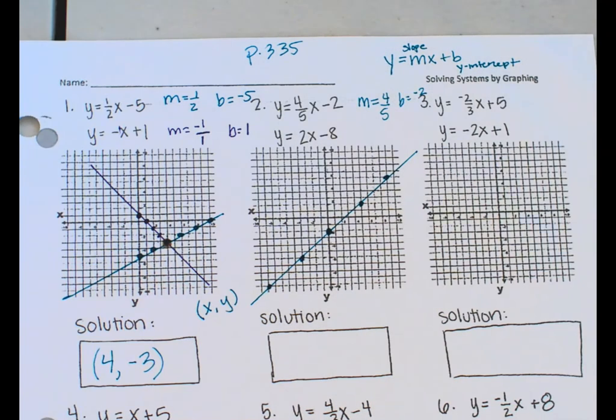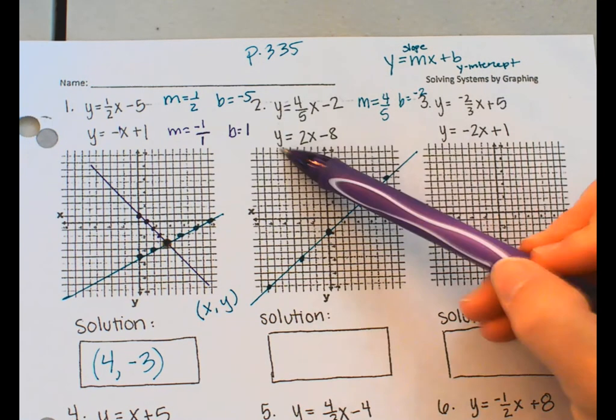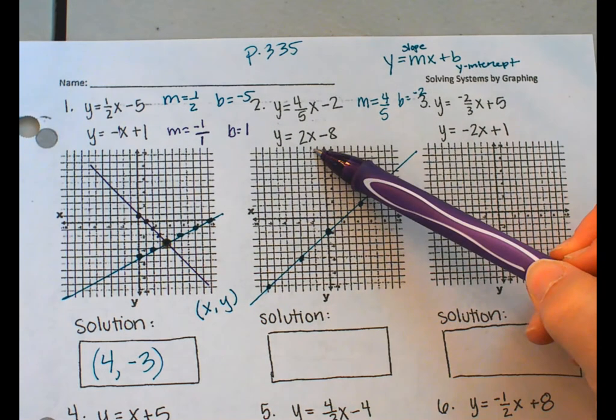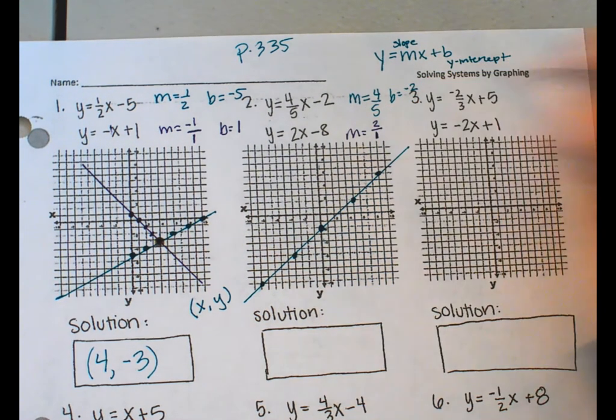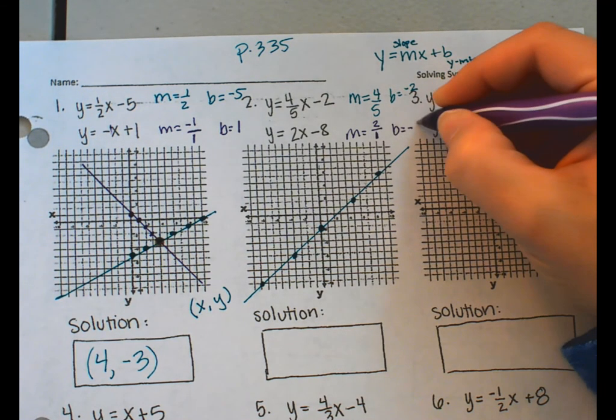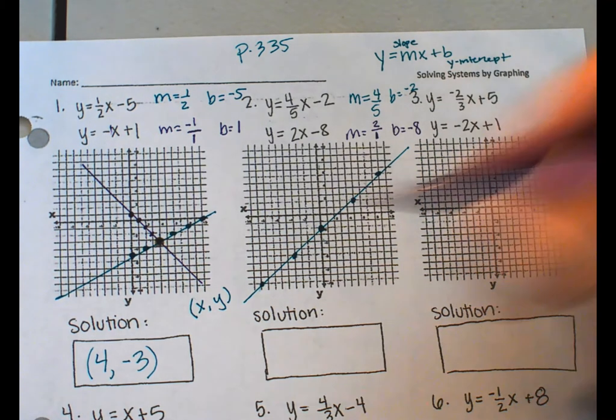Perfect. So now I'm going to repeat that process with my second line here. So my m value here is 2, which I'll write as 2/1 so that I have it as a fraction. Remember, anytime it's a whole number, you can always write a 1 underneath it to make it a fraction. And then my b value is -8. So I'll graph b first at -8.